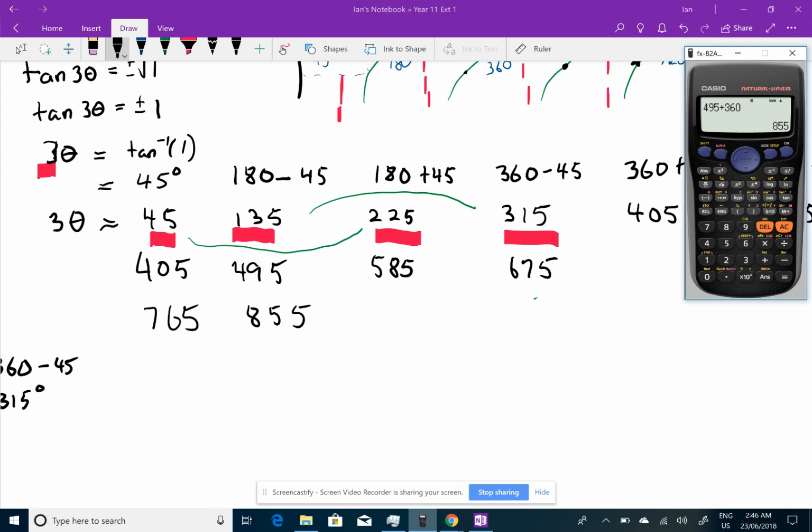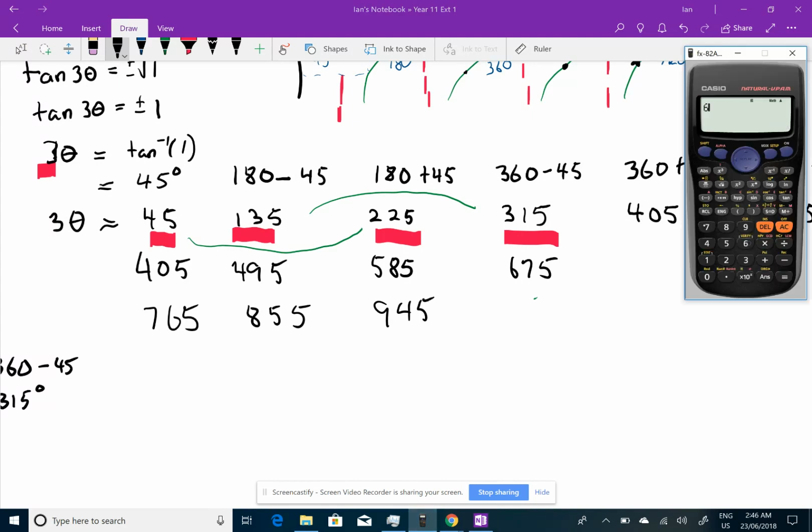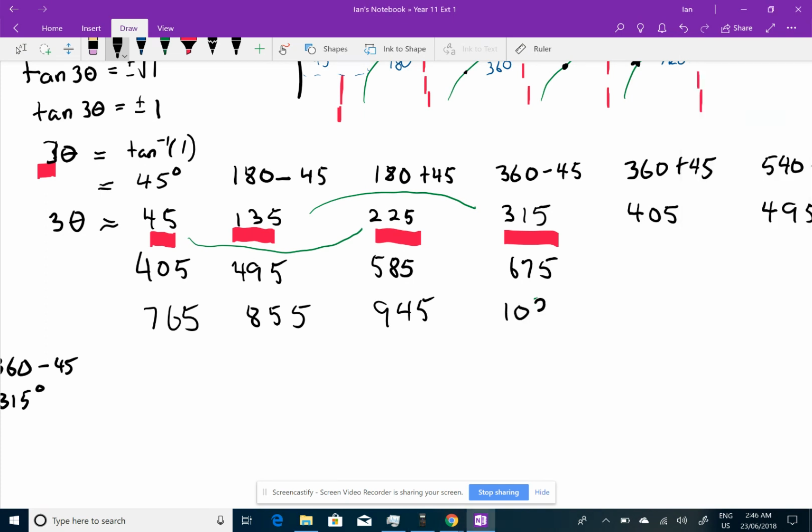And I'm going to do it again, 585 plus 360, 945. And the last one, 675 plus 360, 1035. So once you find the first 4 roots, or even the first 2, if they're in this case, you can just add 360 to them.